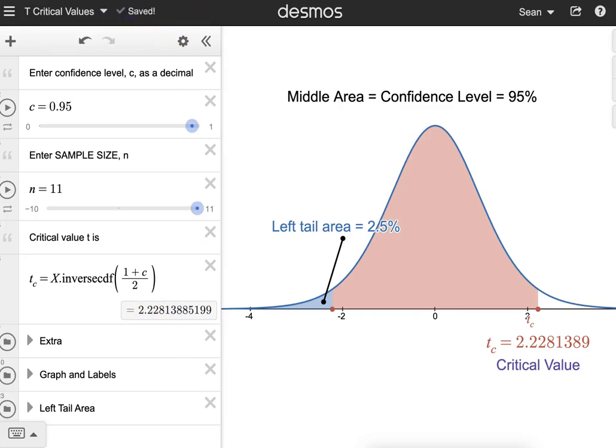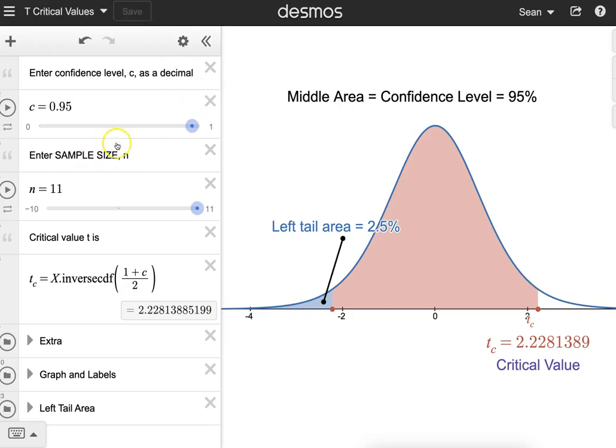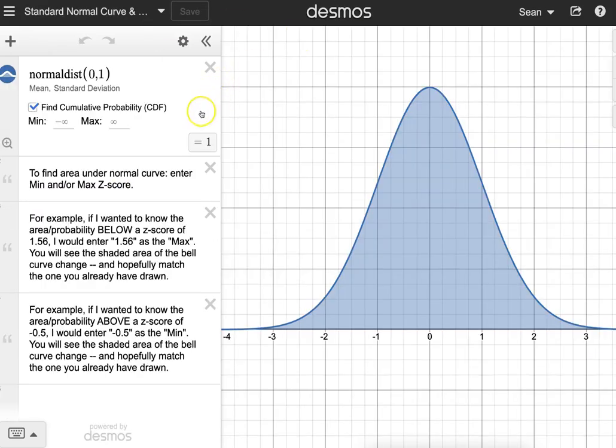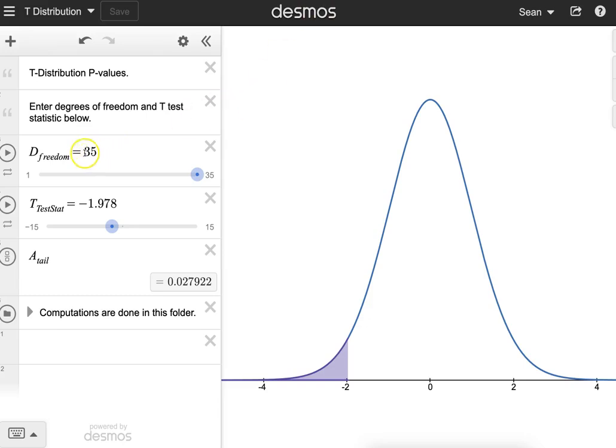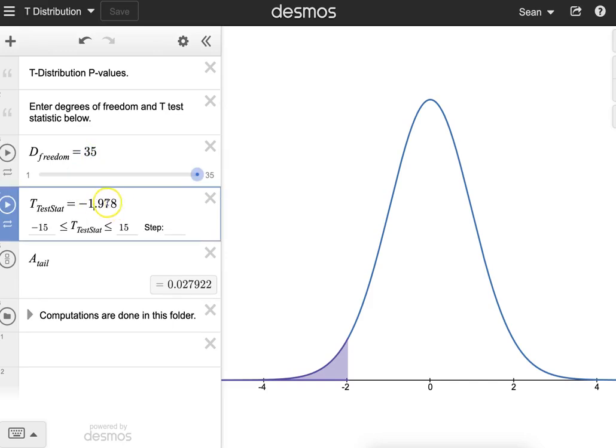We just showed how to compute the critical value for a normal, critical z, and a t distribution, critical t. If we are looking for the probability using Desmos, with the normal distribution, we would specify the mean and the standard deviation, and we would input the left and the right endpoints of the shaded region. With the t distribution, we would need to specify the degrees of freedom, and we would input the test statistic.